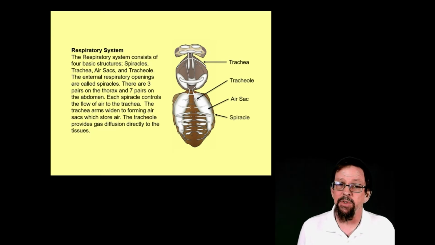The bee's respiratory system. The respiratory system of the bees has 4 basic structures: the trachea, the tracheola, the air sac, and the spiracles. The spiracles are actually the holes on the side of the bee. They're actually breathing through the spiracles in the side of the abdomen and air is pulled in through the trachea, into the tracheola, and into the air sacs.